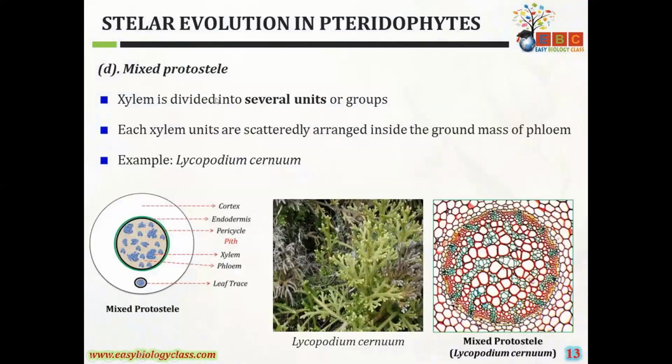Next one is mixed protostele. The xylem is divided into several units, and each xylem unit is scatteredly arranged inside the ground mass of phloem. An example for this is Lycopodium cernuum. Here this blue colored one is the xylem, scattered in the phloem. Example for this is Lycopodium cernuum.